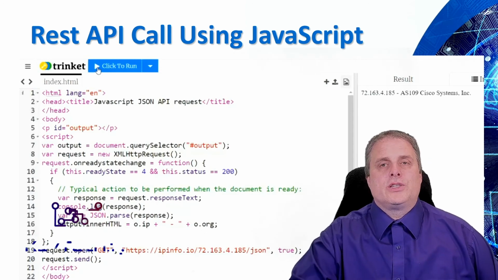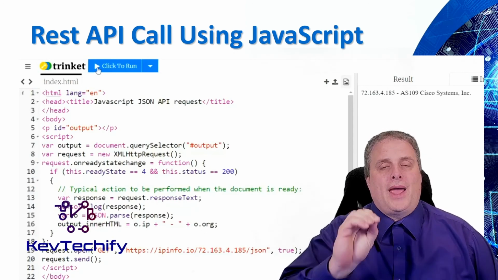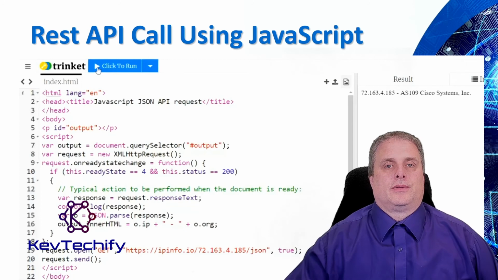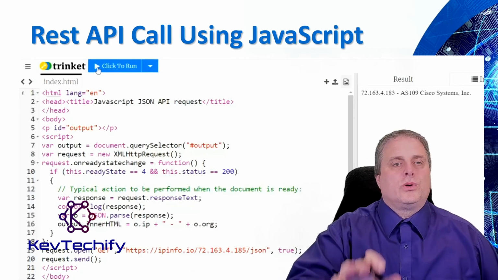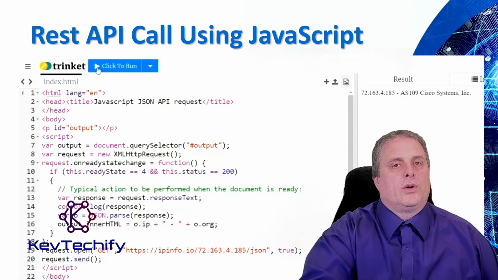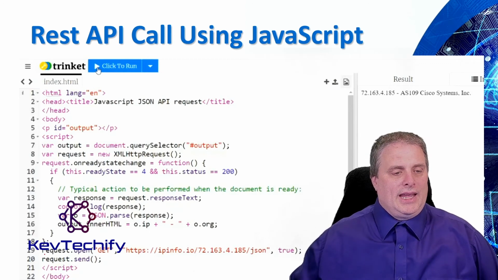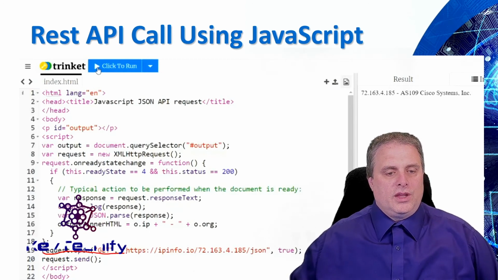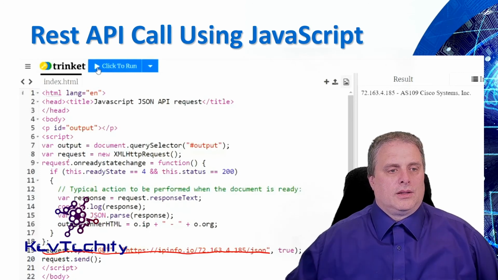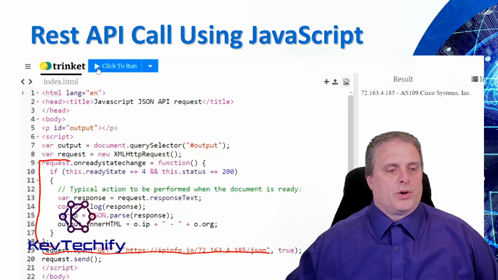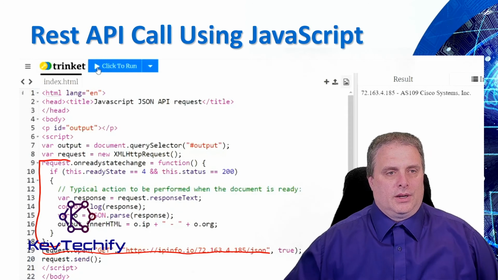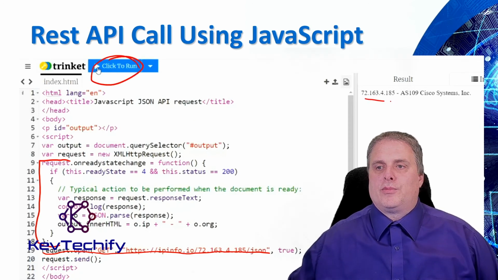REST API calls can also be done programmatically using JavaScript. Here I have a tool where I can put my code into one window and see the results in the other window. Here is the GET request with the URI. This is the JavaScript that's going to request it. Come up here, click on Run, and it will give us our information over here.